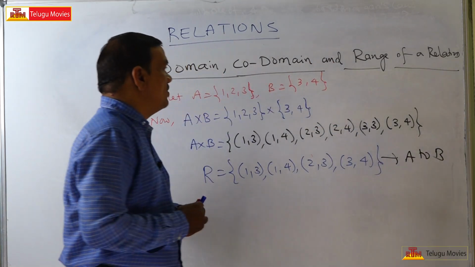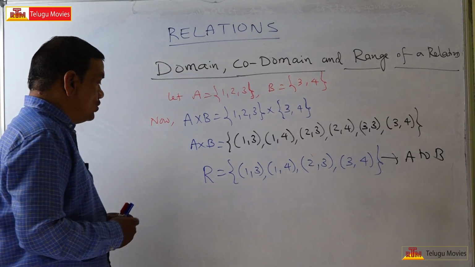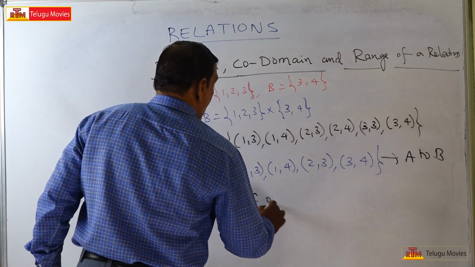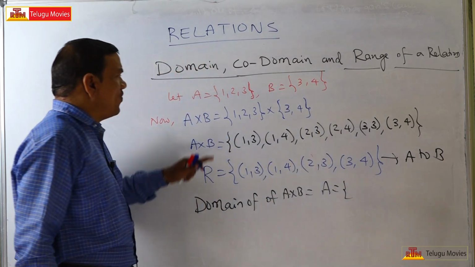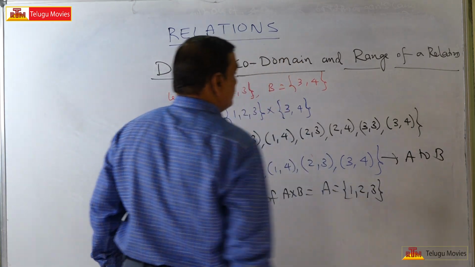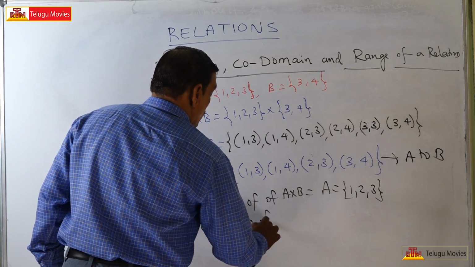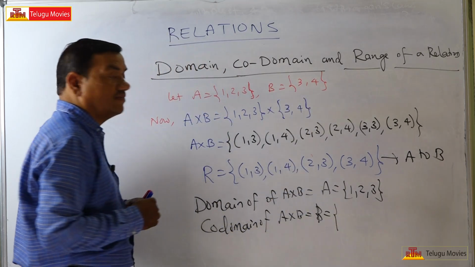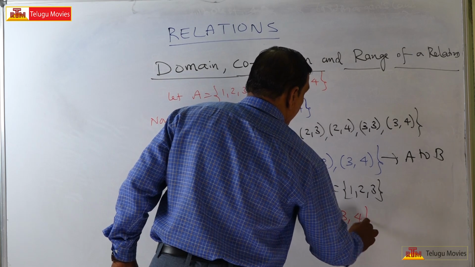Now let me explain what is a domain, codomain, and range of a relation. The domain of the relation, A cross B, is A, the set of all the elements which belong to A. That means 1, 2, 3. What is the codomain of A cross B? It is the set of all the elements which belong to B.